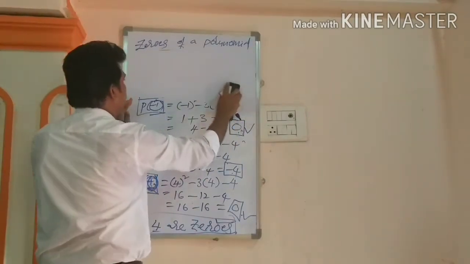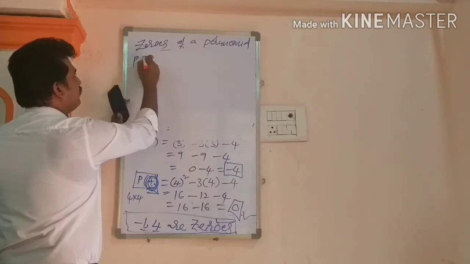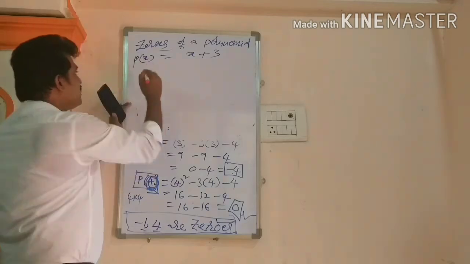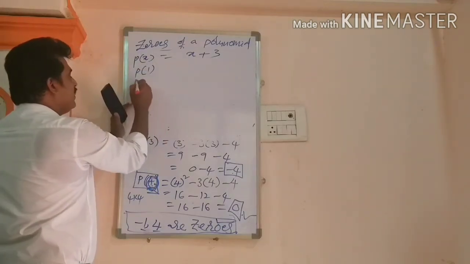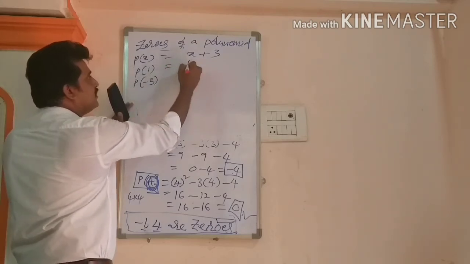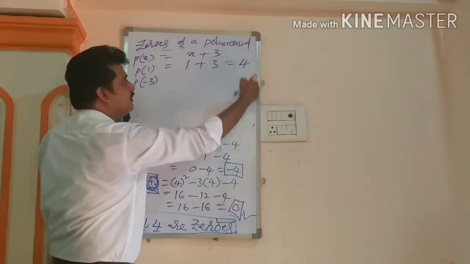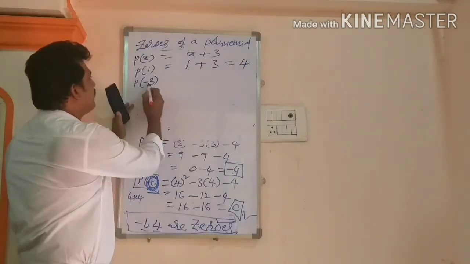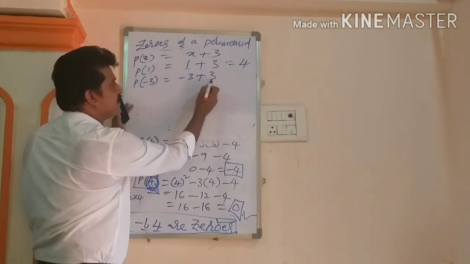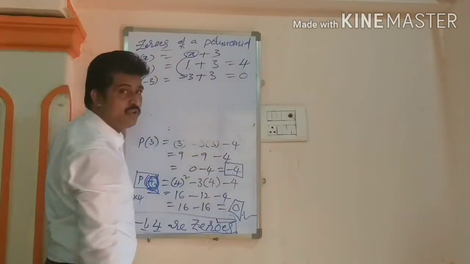Linear polynomial. Okay. Now, p of x is equal to x plus 3, for example. Let us find out 2 values, p of 1, p of minus 3. Take p of 1. P of 1 means 1 in place of x, 1 plus 3. 1 plus 3 is equal to 4. P of minus 3, minus 3 plus 3. In place of x, that is minus 3. That's all. Minus 3 plus 3, that is equal to 0.